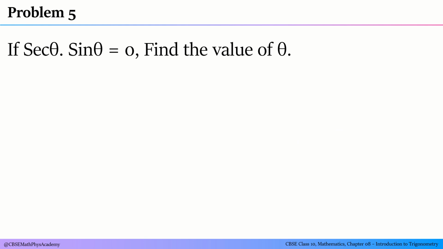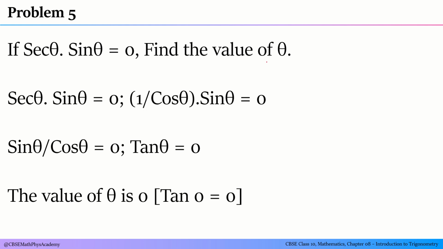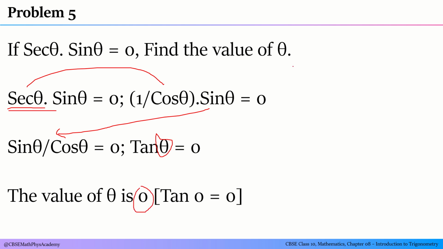And now we'll just go to the last problem of this video. So for what value of theta will sec theta into sin theta give you 0? That is the question. So how you are going to solve this? You are going to substitute sec theta is equal to 1 by cos. So sec theta is equal to 1 by cos theta into sin theta, which is nothing but sin theta by cos theta. Sin by cos is tan theta is equal to 0. So for what value of theta does tan become 0? So the value of theta is 0. Thus the angle or the value is 0.